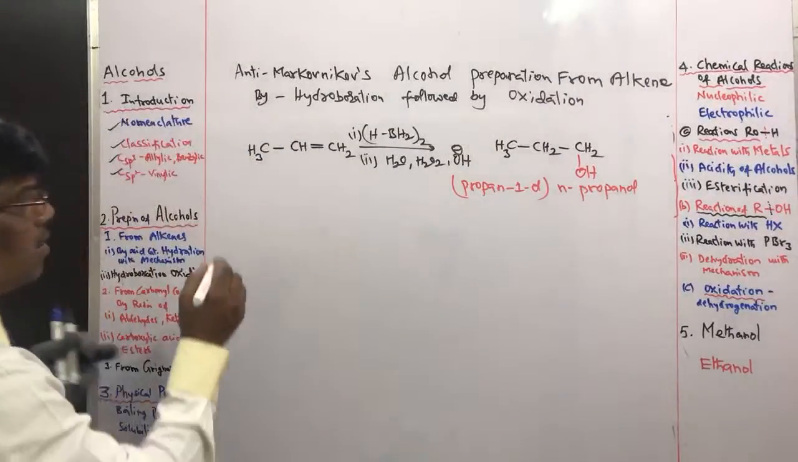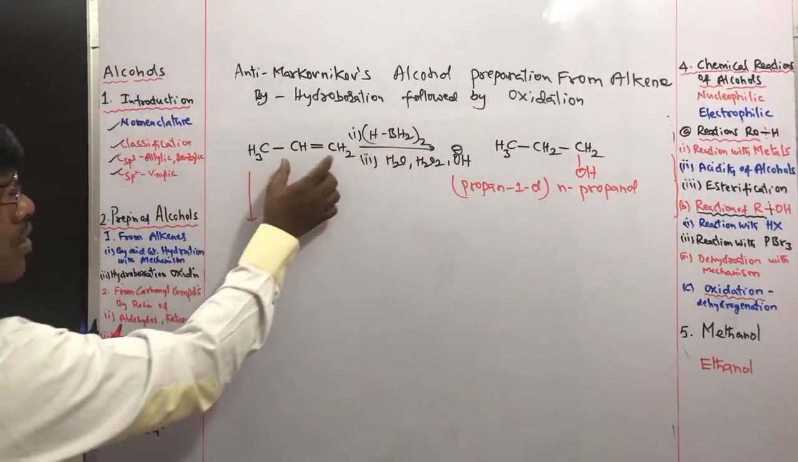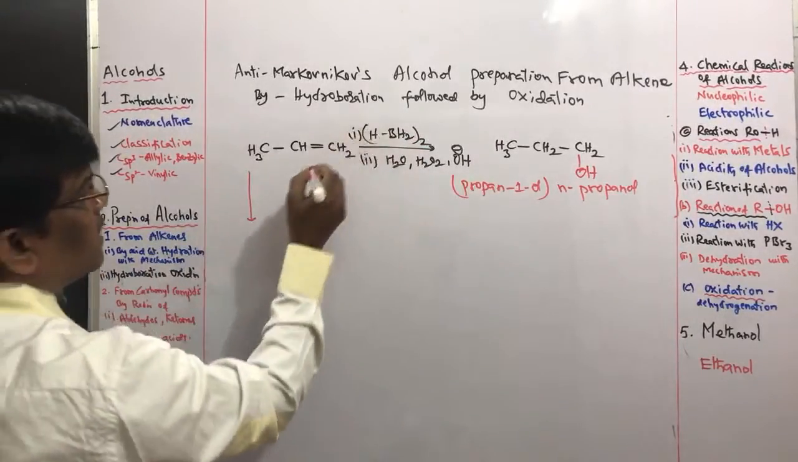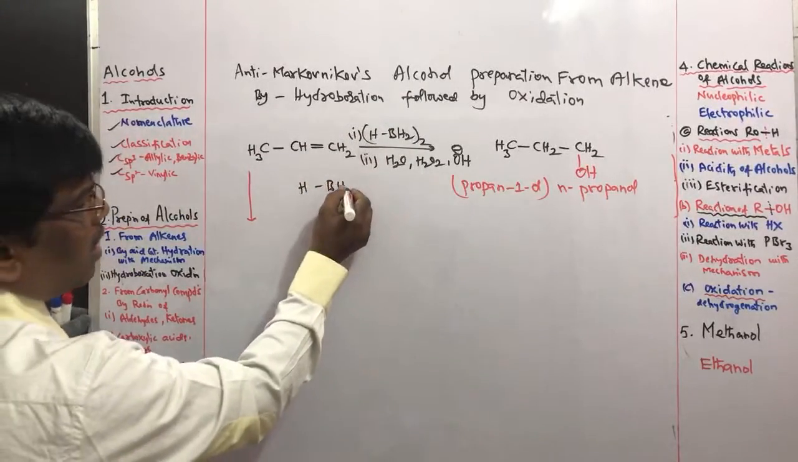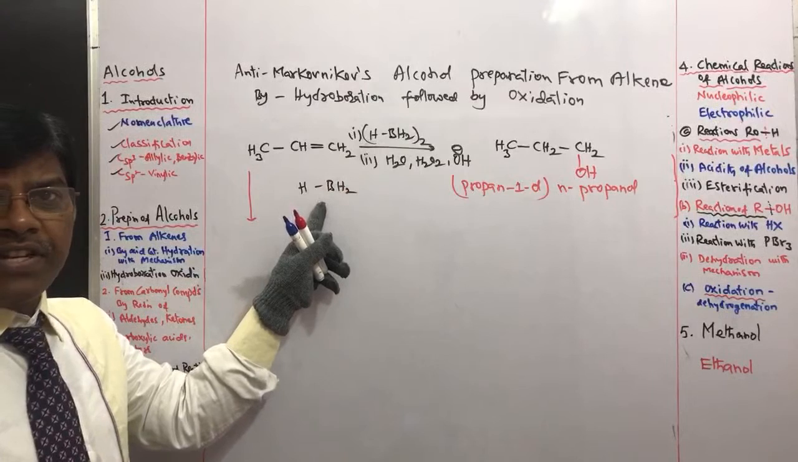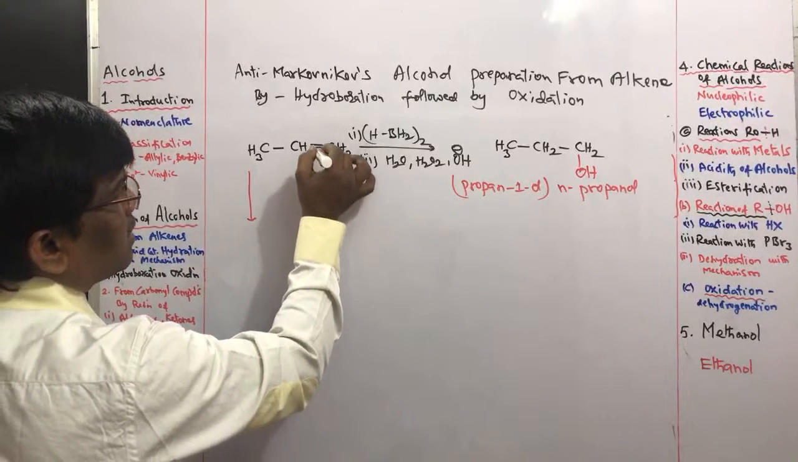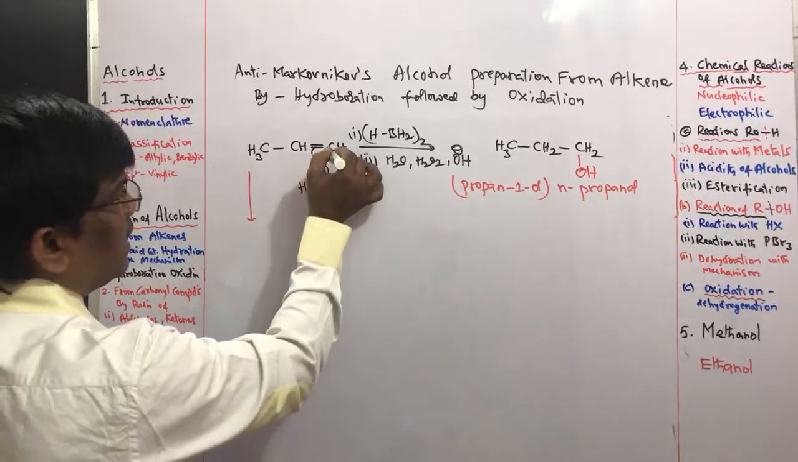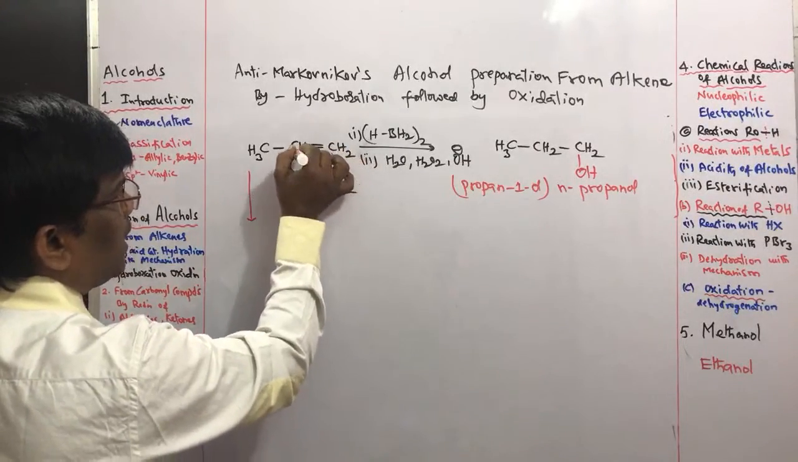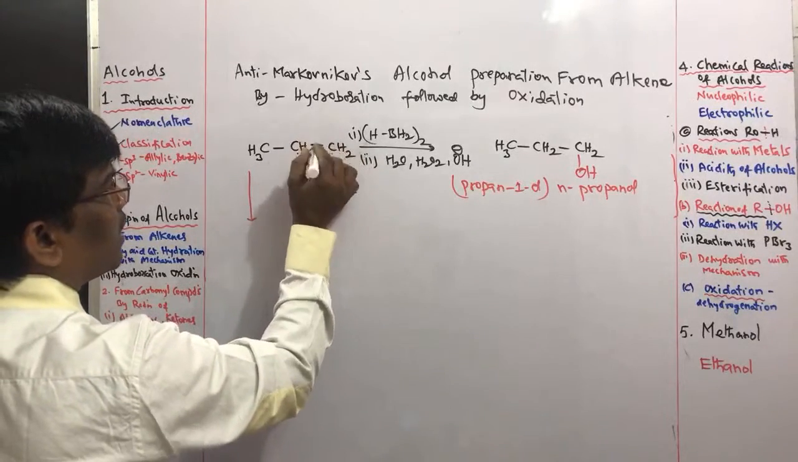What is the mechanism? It is very simple, students. So diborane adds to this double bond. In this case, this is boron. Boron is an electron deficient atom, so it takes up this double bond. Yes, so it is a syn addition that is going to take place. Actually, it is like this, it is going to form, right?